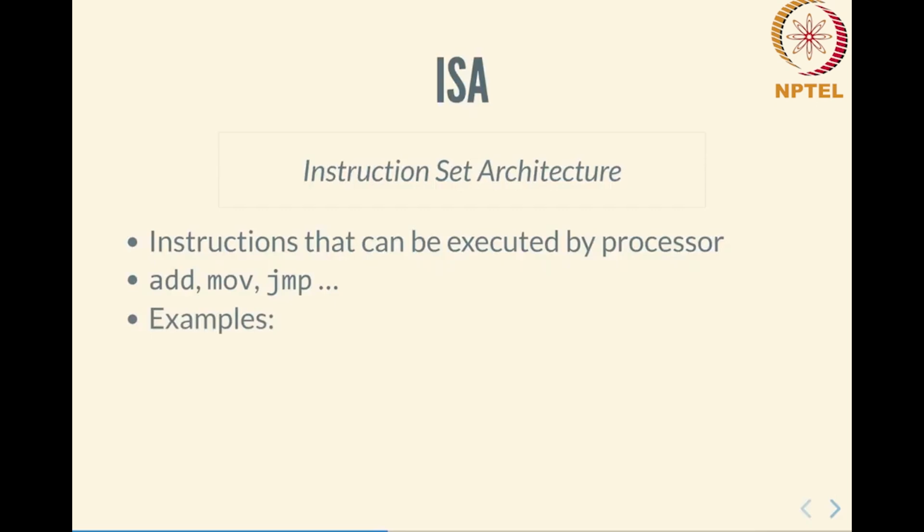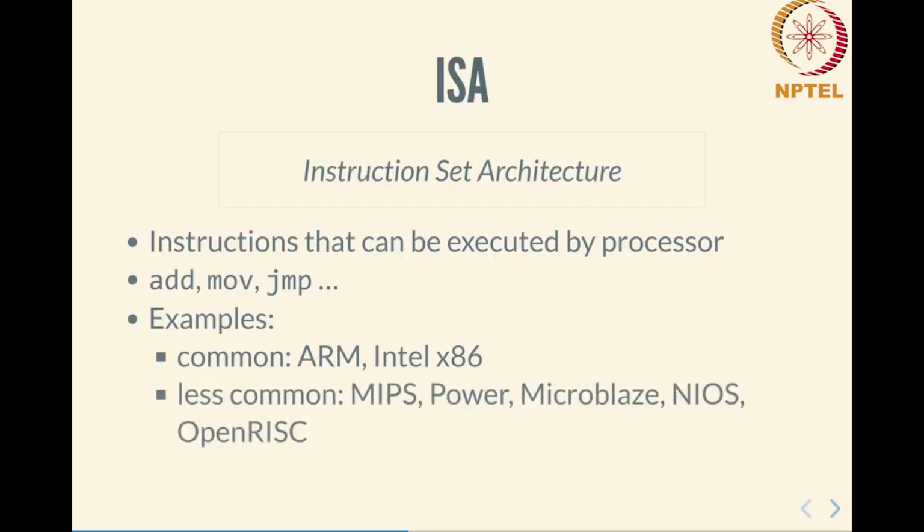Examples of instruction set architectures. The most common ones that you are likely to have heard of are probably the ARM architecture, the ARM ISA, and the Intel x86. There are less common ones: MIPS, the Power series from IBM, Microblaze from Xilinx, the Nios from Altera, and OpenRISC, which is an open processor design. Nowadays, the RISC-V architecture is rapidly picking up adoption, and in fact, lots of people seem to be considering that as the basis for SoC designs. So potentially that is something that could be useful in future.